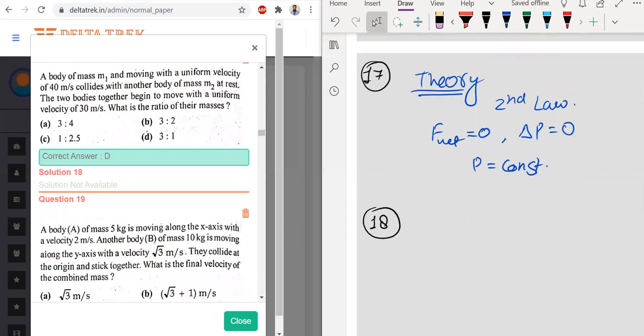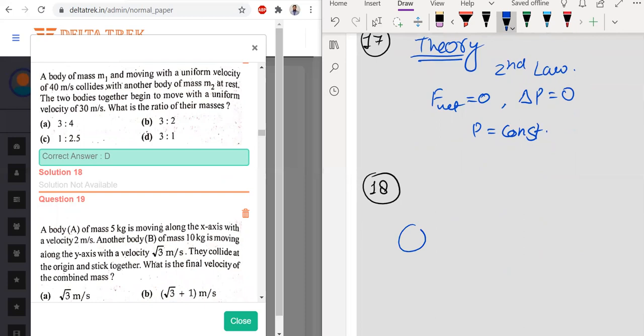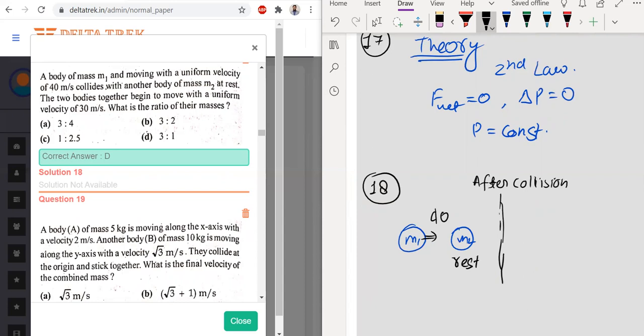18. Okay, so let's say there are two objects, a body of mass m1 moving with 40 collides with another body at rest. So it is like m1, it is like m2, and this one is moving with 40, and this one is at rest, 0. After the collision, what will happen? After the collision, this is m1, the two bodies begin together to move with a uniform speed, which means m1 and m2 have stuck together and they both are moving with the same speed, how much? 30.